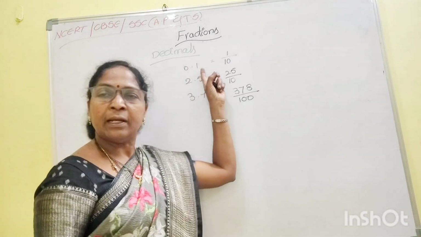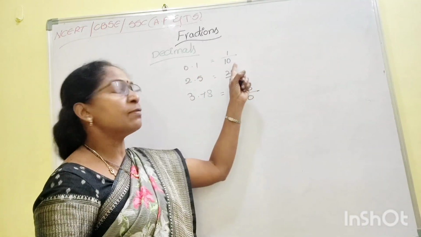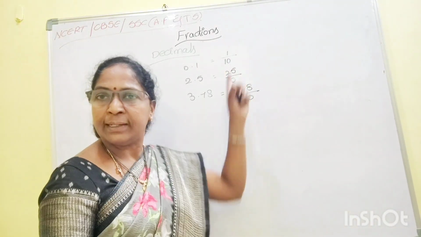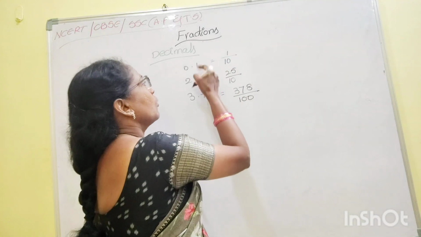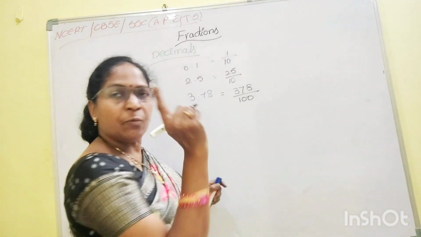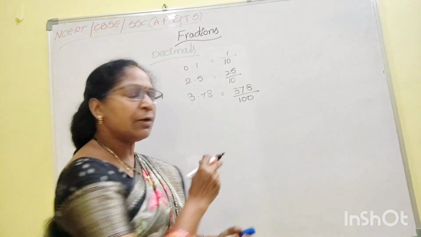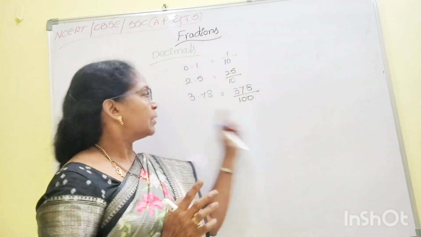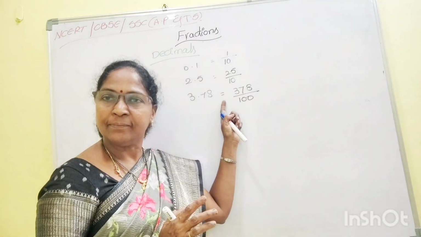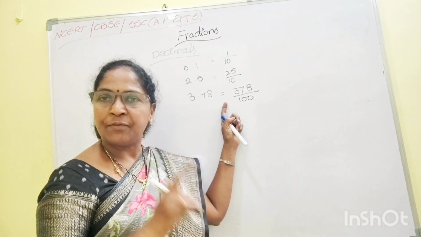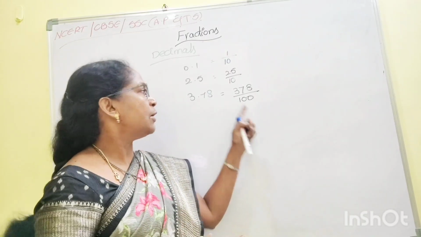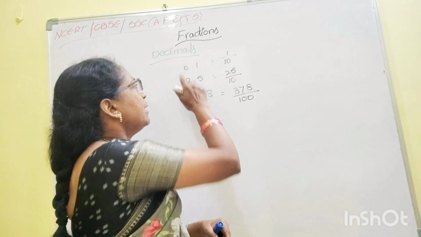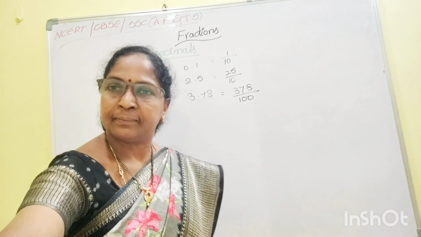What can you understand here? After the point, the number of digits gives the number of zeros. 1 followed by those zeros you have to write in the denominator. So after the point 1 digit means 1 0. After the point 2 digits means you write 1 after 2 zeros. Suppose 3 digits are there. Then how much do you have to write? 1 after 3 zeros. That means 1000 you have to write down. This is a way of converting a decimal number into a fraction.